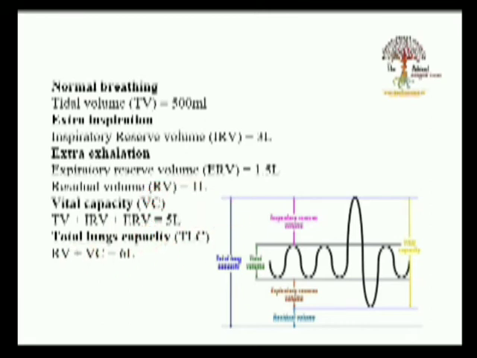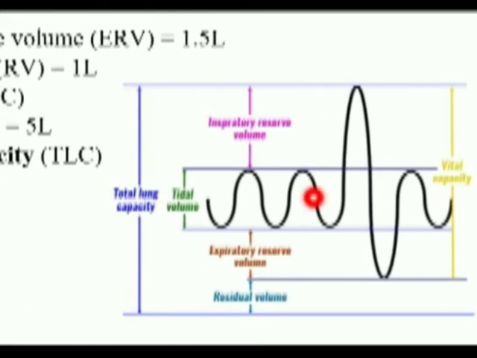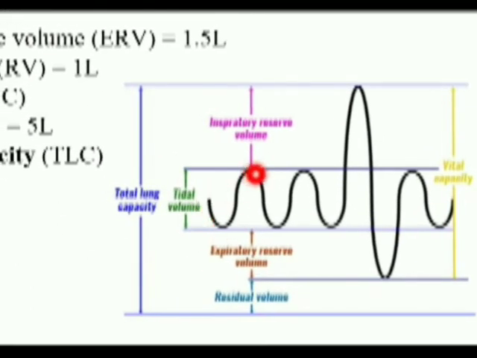So in this graph you can see that this is our normal breathing, and during normal breathing, the volume of air is known as tidal volume. And when we inhale in extreme condition, that is the extra inhalation procedure, the volume of air is called the inspiratory reserve volume. And also during the extra exhalation procedure, the extra volume of air is called the expiratory reserve volume.